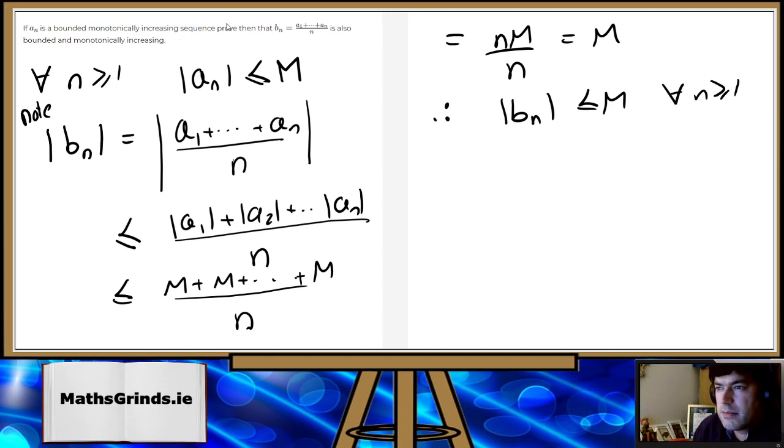So we've established that bn is monotonically increasing as well if an is, and it's also bounded. We can use the same bound, although there could exist a smaller bound, but interestingly we've ended up with the same upper bound here, but it might not be the least upper bound. Anyways, that's another thing to think about in the discussion.